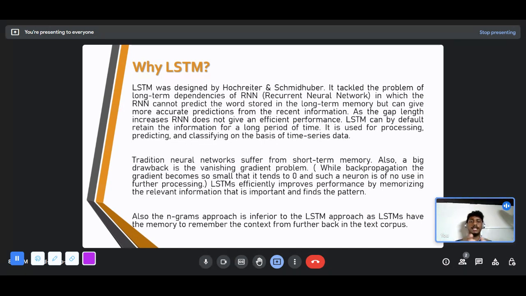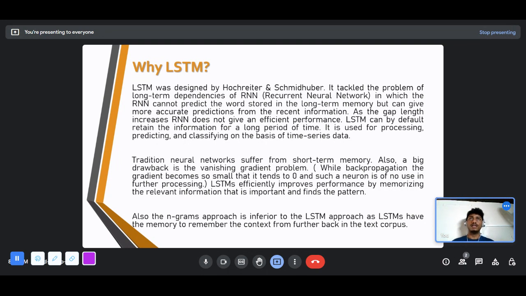Now, if I were to break all this down into very simple words, let us understand why LSTM using an example. Let's say I give a sentence like "The sky is ___." By default, the traditional neural network will fill the blank with the word blue, because as we all know, the sky is blue. However, what if we were given some context very early in the text document that we are using?